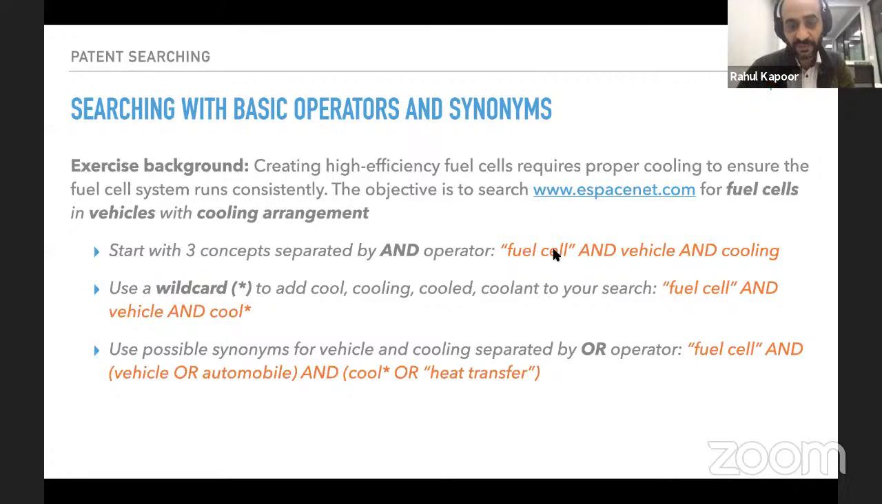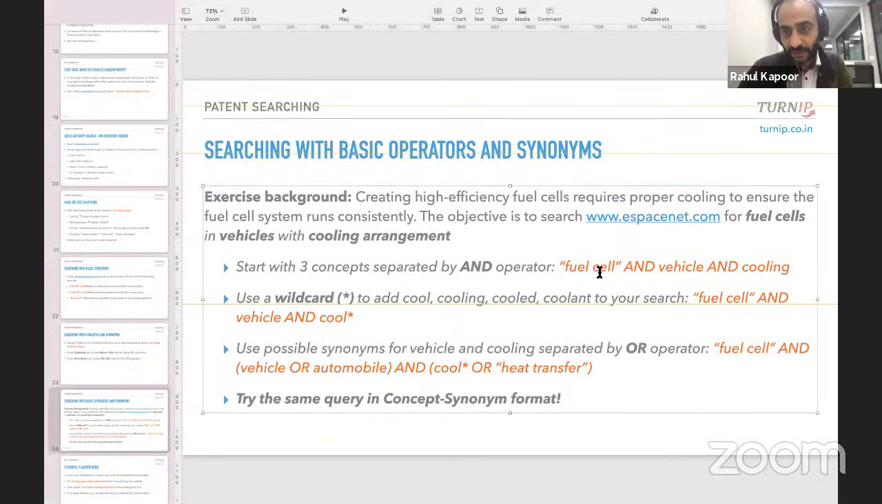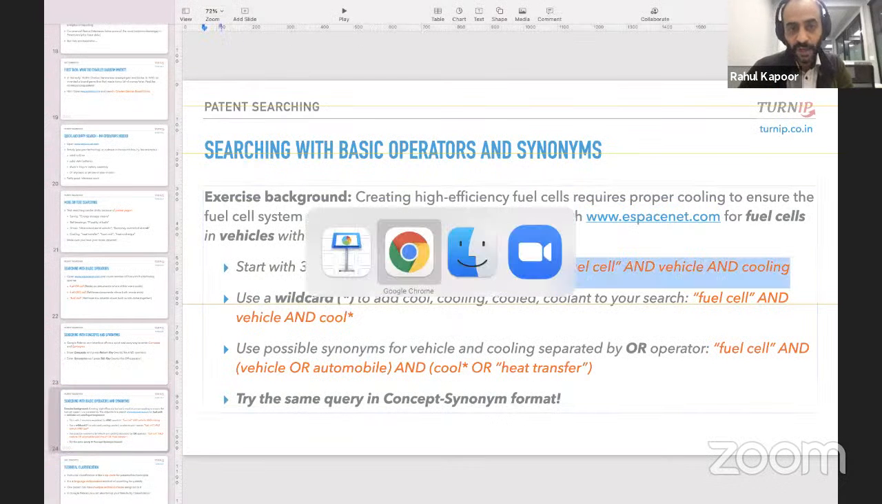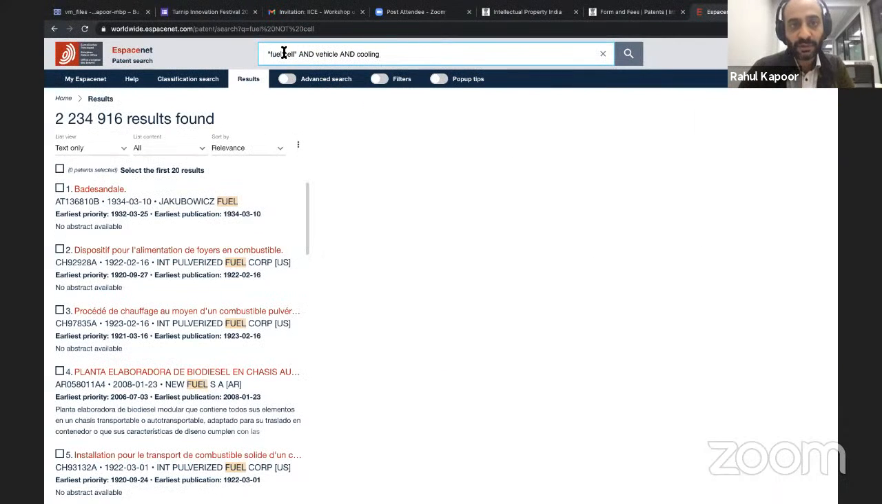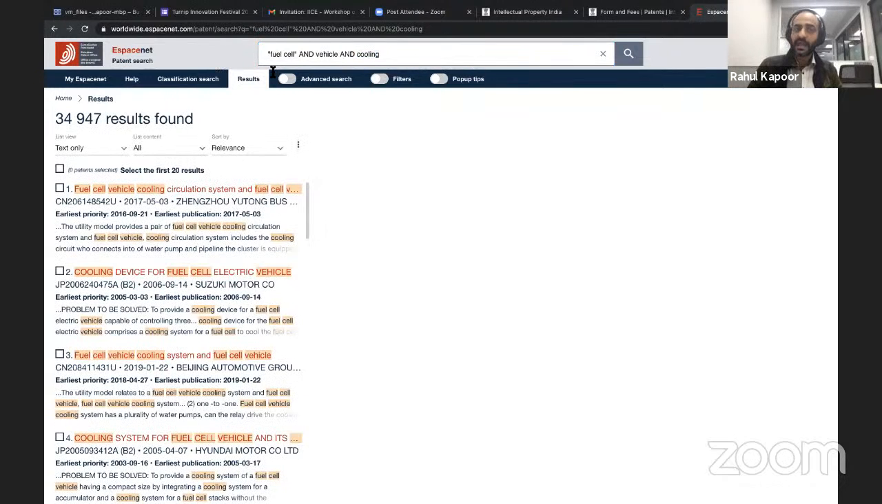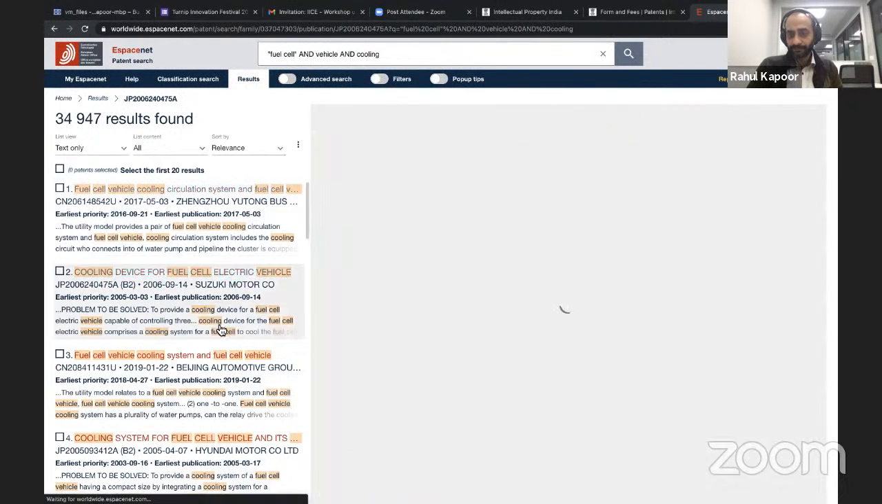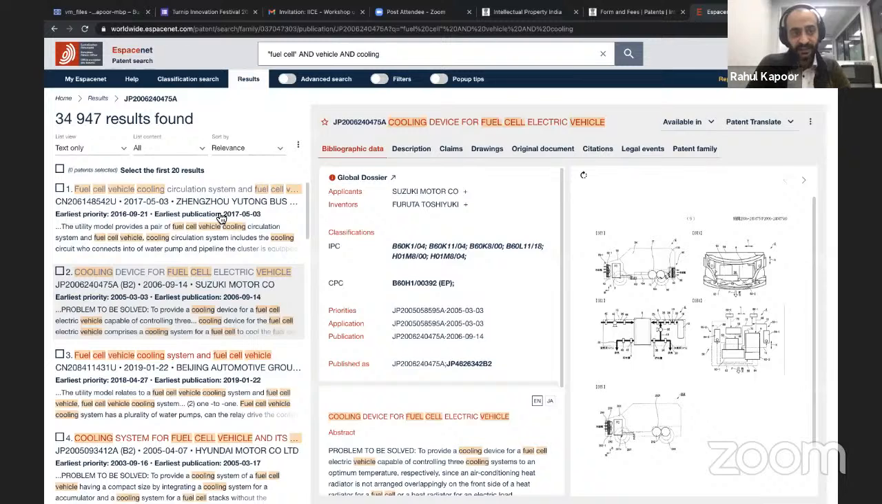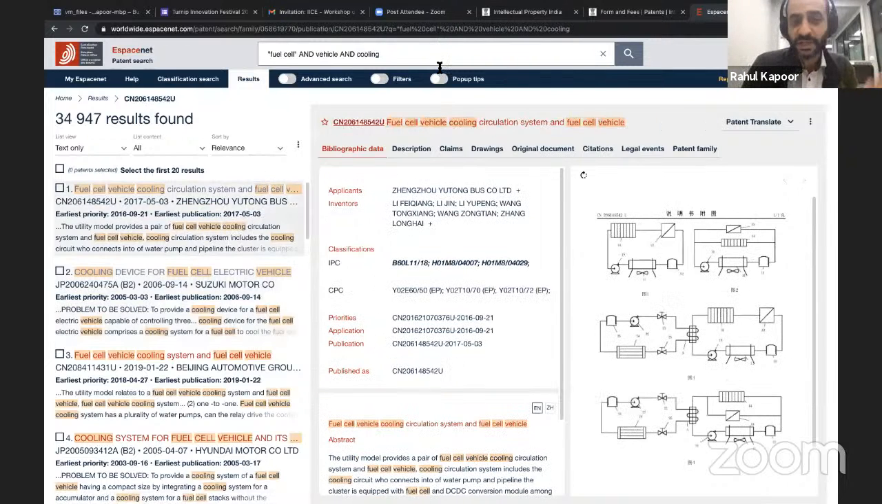So the first exercise is very simple. You use this kind of notation. Instead of keywords, I have put concepts. So fuel cell is one concept, and it has to be something with vehicles, and something with cooling. Now you can be sure this is going to be a rather narrow result set. 34,000, and it will have the high relevance score on top. Already you can see a lot of interesting results for fuel cell vehicle cooling, circulation, and so on.